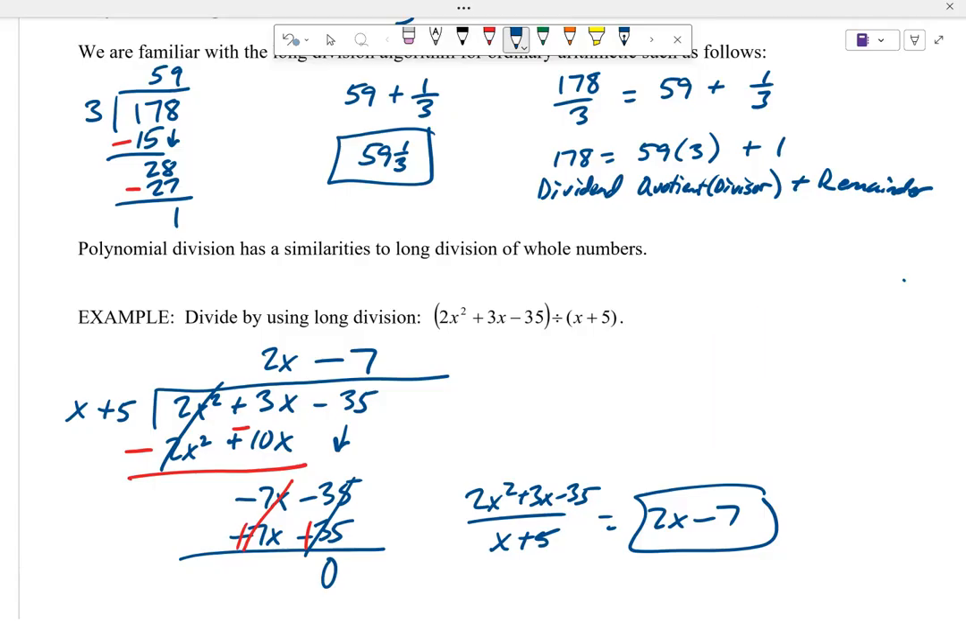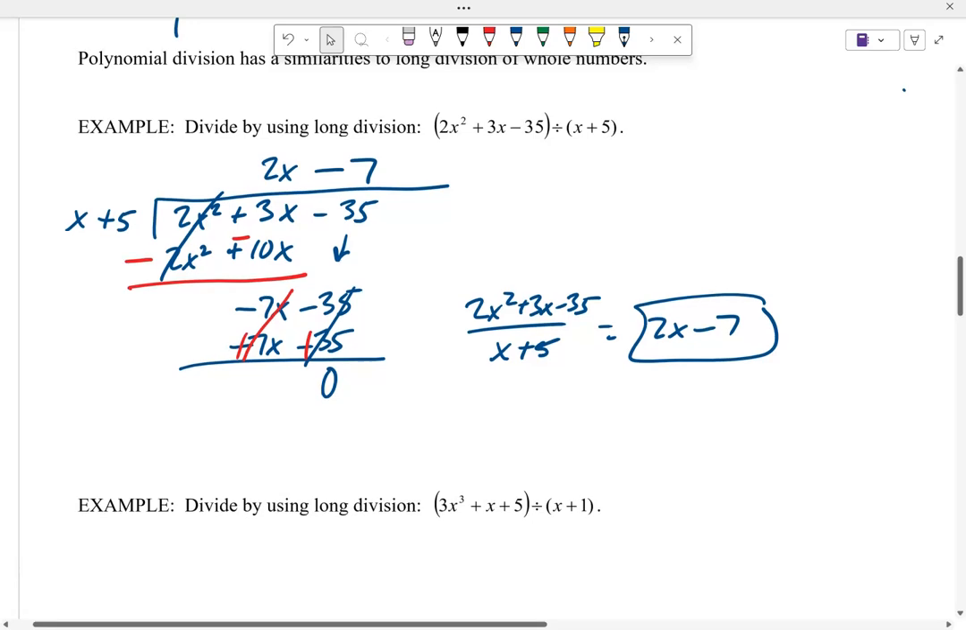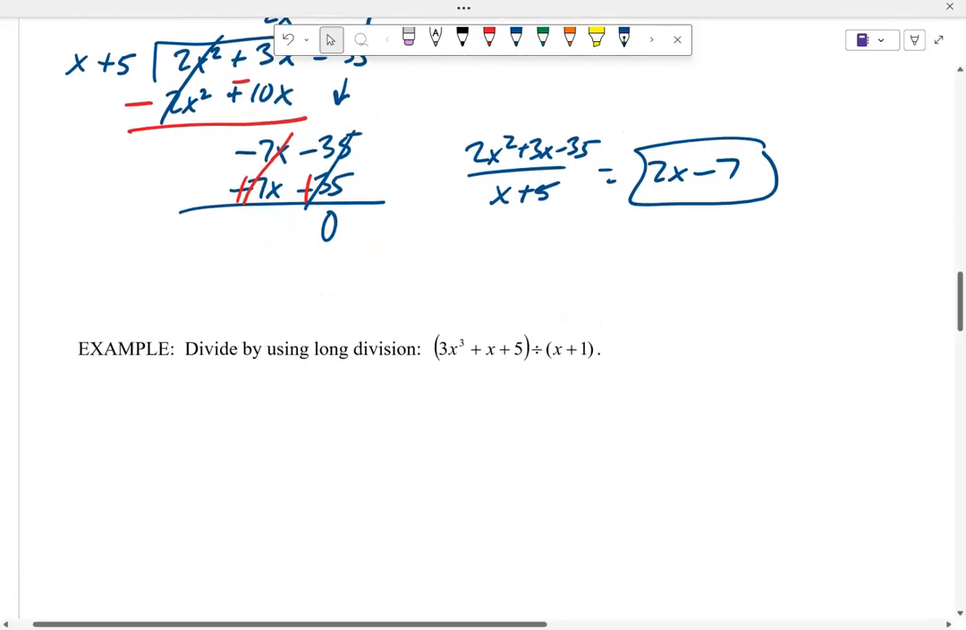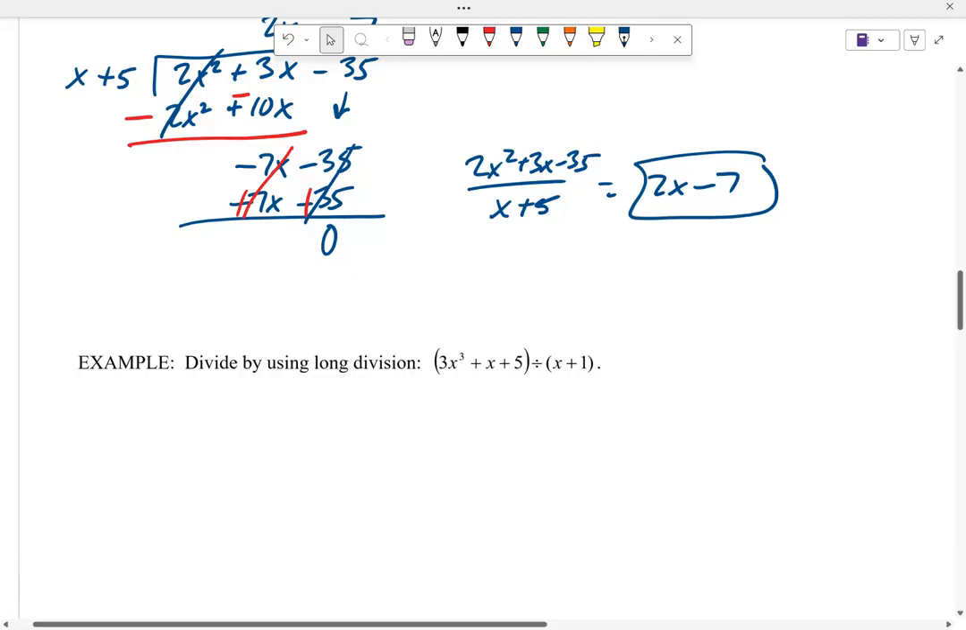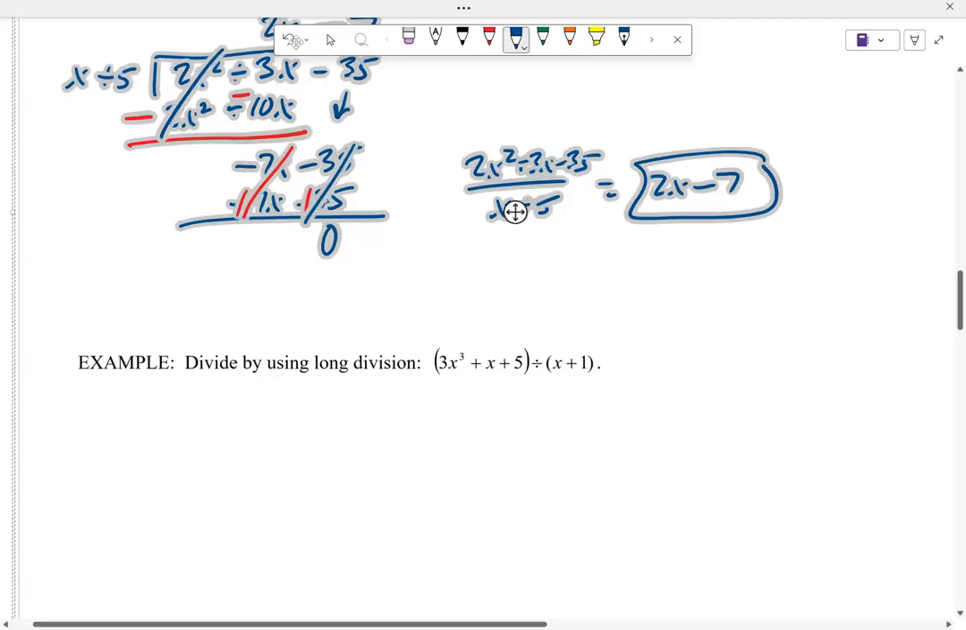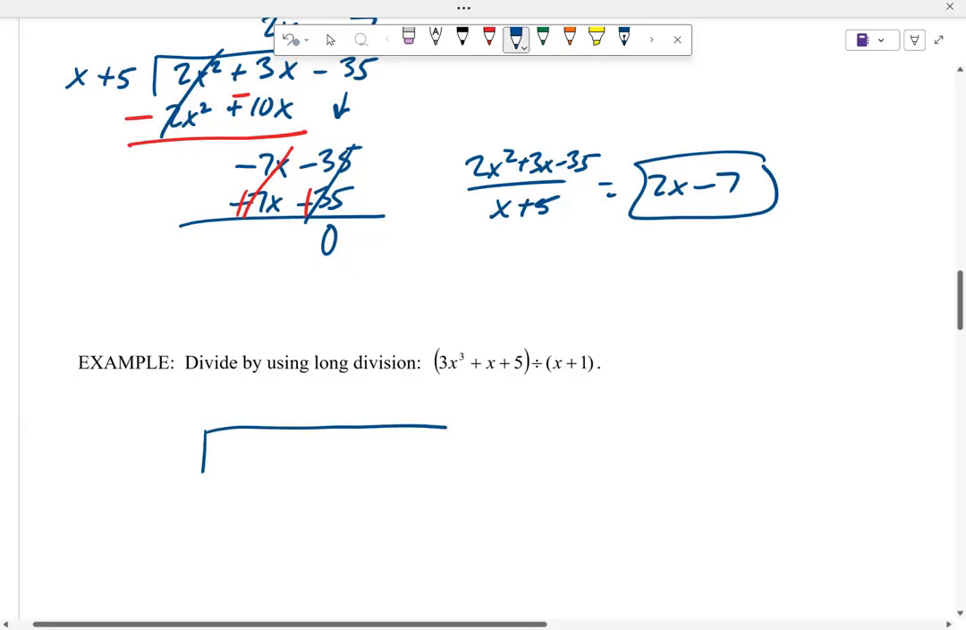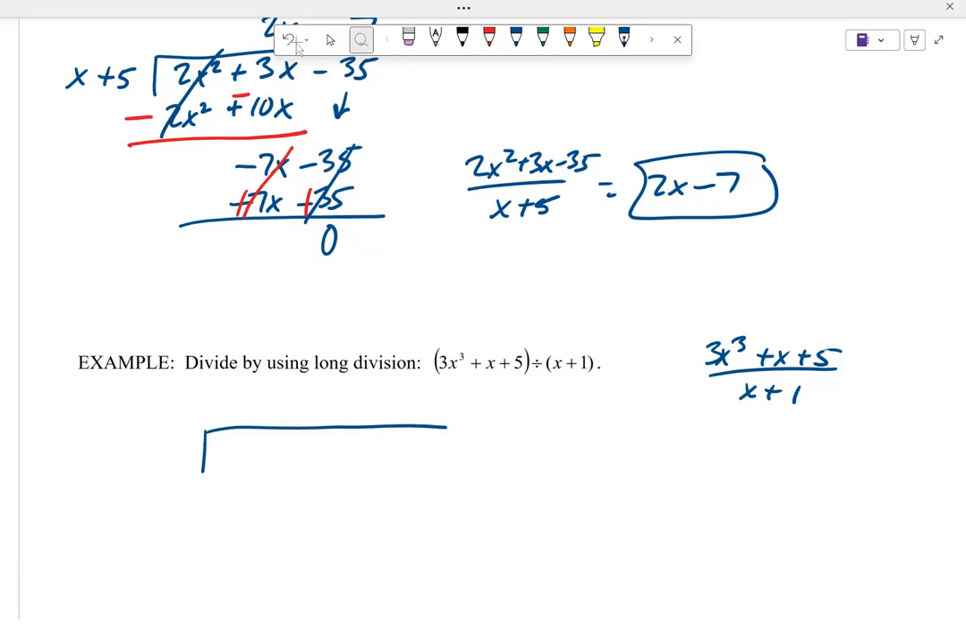Get this stuff out of the way there. Let's do some more. Here's another one. 3x cubed plus x plus 5. Now when I put this, and by the way, make sure you put the right one in the box. Sometimes people will mix this up. 3x cubed plus x plus 5 is being divided by x plus 1. Who goes in the box?